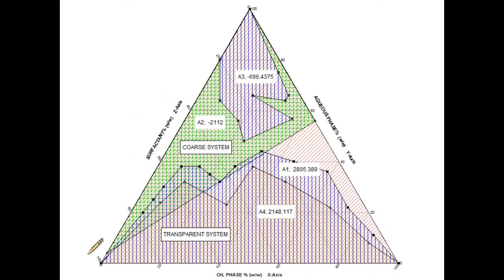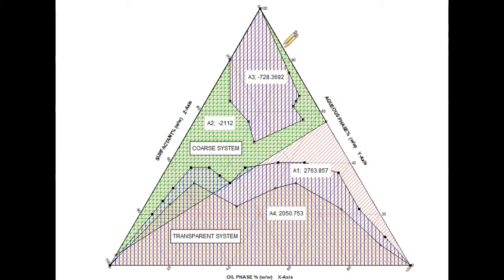If this point represents 100%, then moving in the opposite direction, you will find that the surfactant here is 0. This axis represents the aqueous phase line, this represents the surfactant line, and this is the aqueous phase line. Here the aqueous phase is 100%. If we move downward in the opposite direction, we will see that here it is 0%.